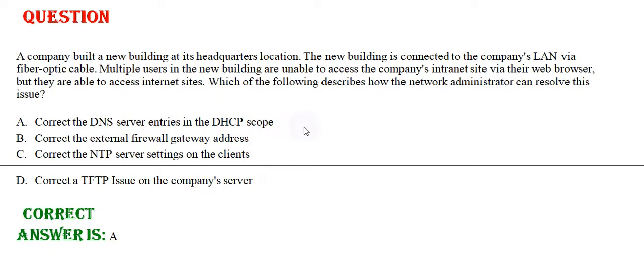Which of the following describe how the network administrator can solve this issue? Option A, correct the DNS server entries in the DHCP scope. Option B, correct the external firewall gateway address. Option C, correct the NTP server setting on the clients. Option D, correct a TFTP issue on the company's server. The correct answer is option A.